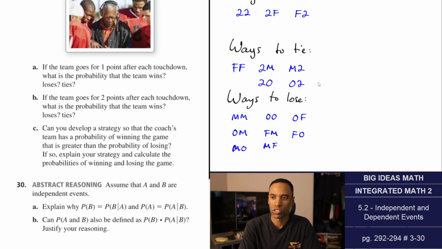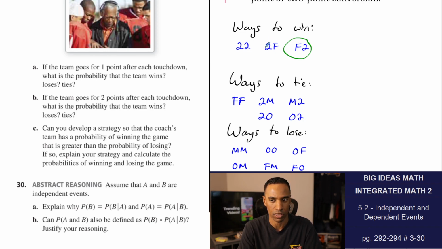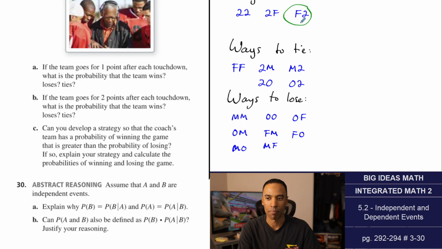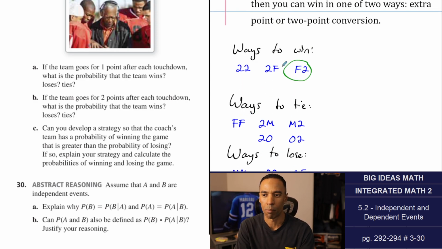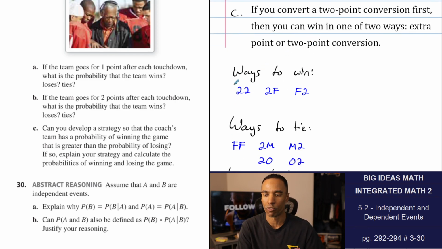So what are the ways to win? These ones here. But notice that if I kick a field goal first, that's less opportunity to win, because I have 2 other ways to win if I get the 2-point conversion first. And making a field goal gives me possible ways I might be tying or still losing. So the best way to do this is to get the 2-point conversion first. Now, there are 2 different ways to do it. You can either get 2 2-point conversions or a 2-point conversion and a field goal.